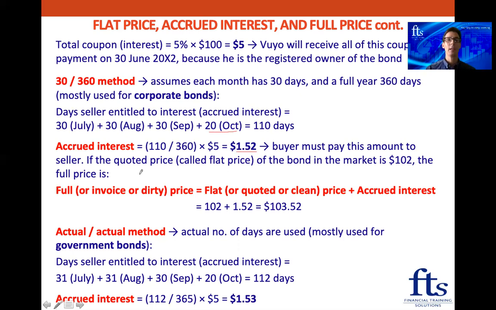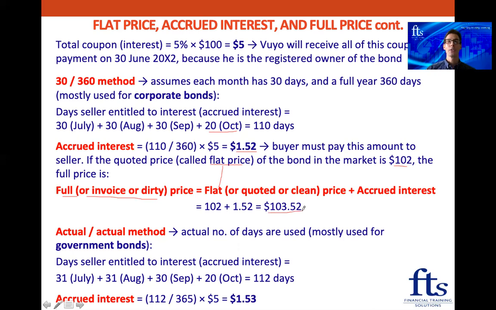So if the quoted price, or what they call the flat price of the bond in the market, is $102, the full price now includes the accrued interest. Or they also call it the invoice or the dirty price. So all we do is take the flat price, or the quoted price, or even the clean price, and add that accrued interest to it. That would then give us a total of 103.52.